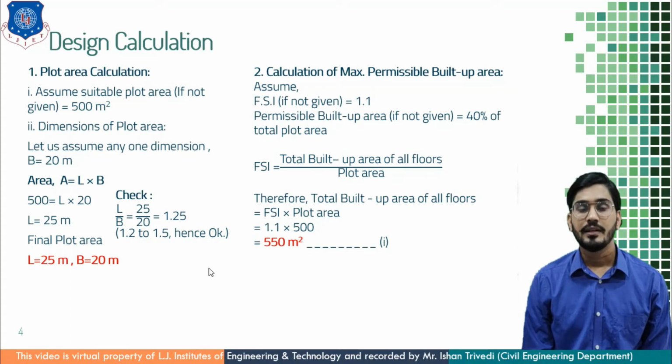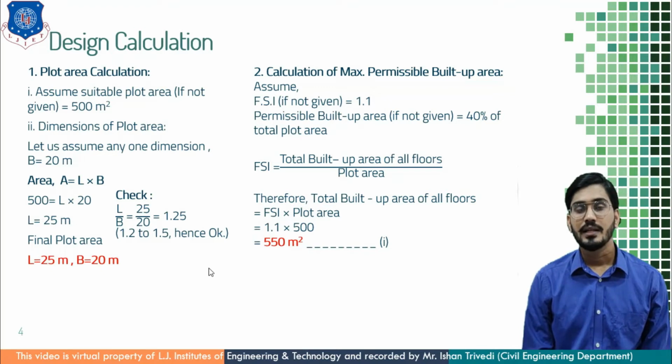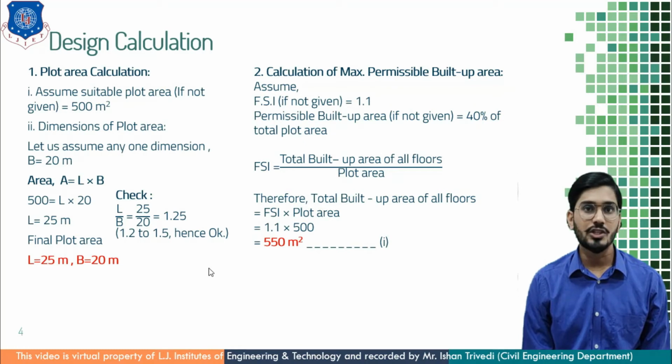Here, if I consider case 1, where the client wishes that he wants only a ground floor and first floor, plus the cabin, or you can say staircase cabin only, that's why you have to calculate the total area, but it should not be more than 550 meters square.